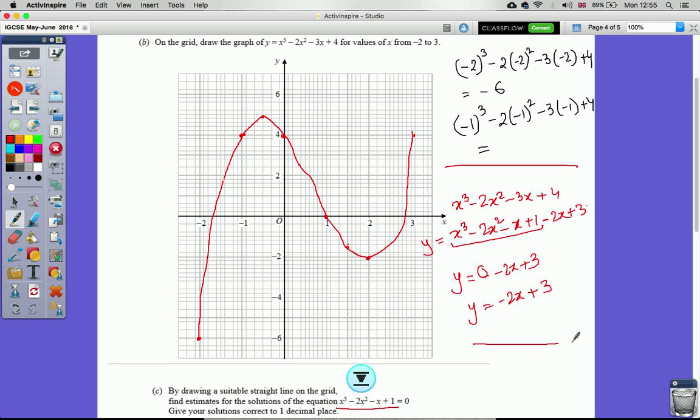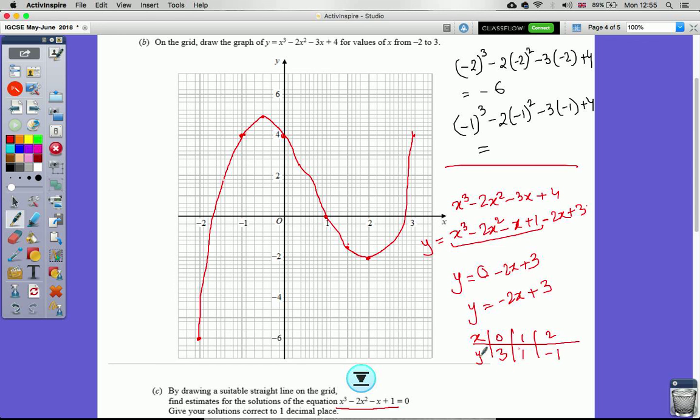So I'm going to make a small table of values x and y, and I'm going to just take 3 values for x, 0, 1 and 2. So when x is 0, y will be 3. When x is 1, minus 2 times 1 is minus 2 plus 3 is 1. And when x is 2, 2 times negative 2 is negative 4 plus 3 is negative 1.